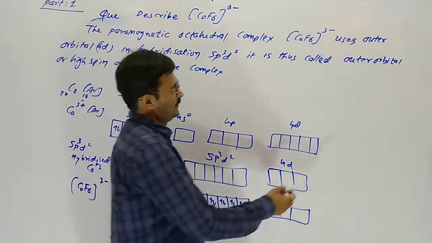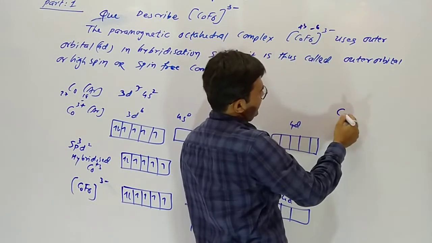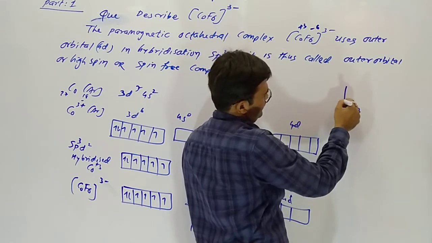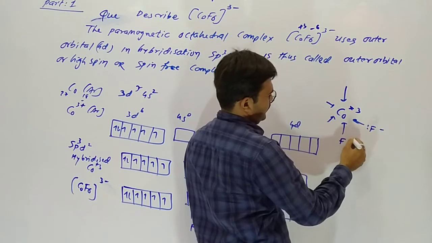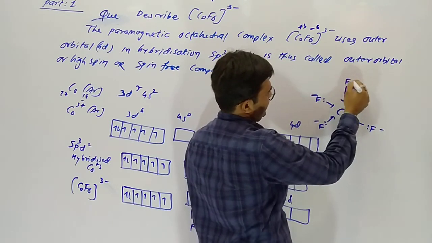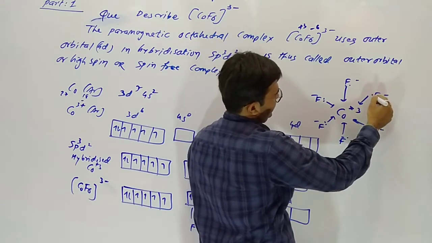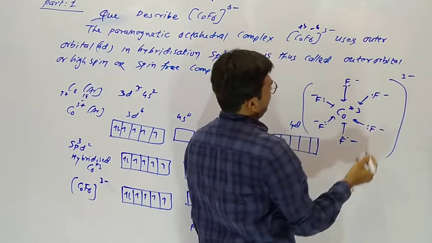Why octahedral? 6 fluorides have minus 6, so cobalt will be plus 3. Here 6 fluorides are combining with the cobalt metal by coordinate covalent bonds. So this entity is octahedral.